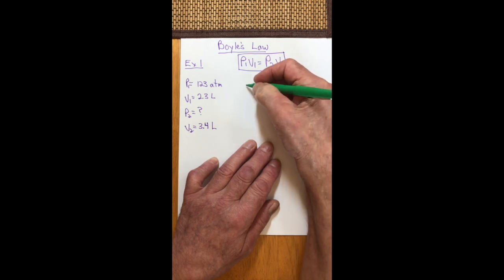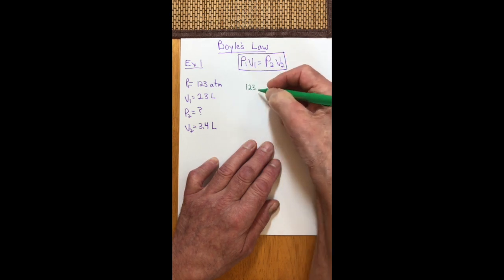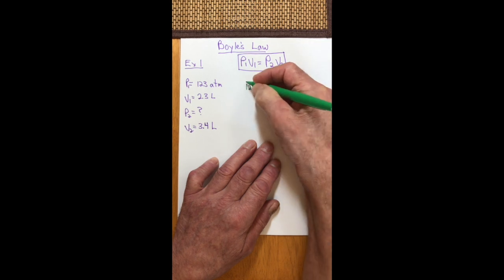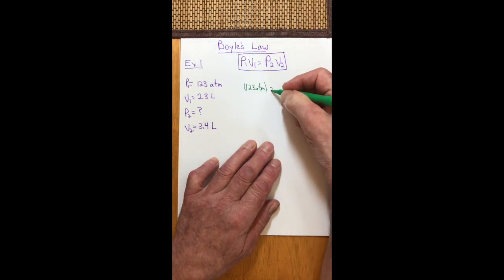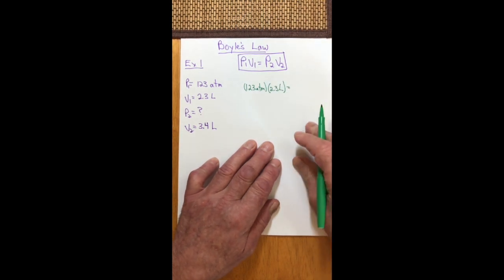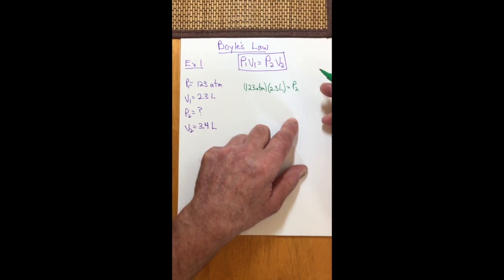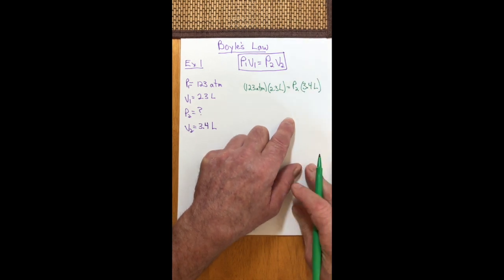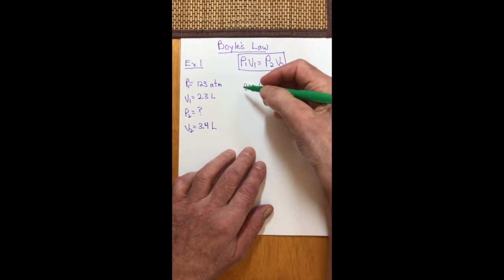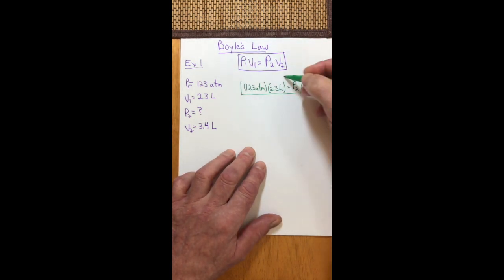So P1, and I'm going to use the units here, 123 atmospheres times 2.3 liters is equal to X, but I don't use X, I call it P2 because that reminds me that I've got to put a unit on that answer I'm looking for, pressure, times 3.4 liters. So that right there is my setup, by the way. If you're showing your work, that's what you really have to show.